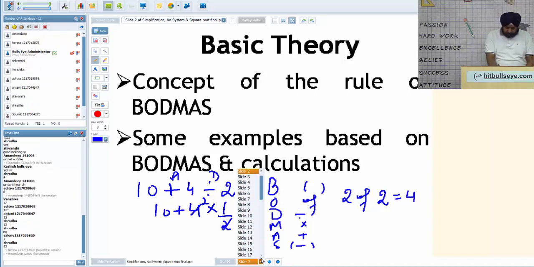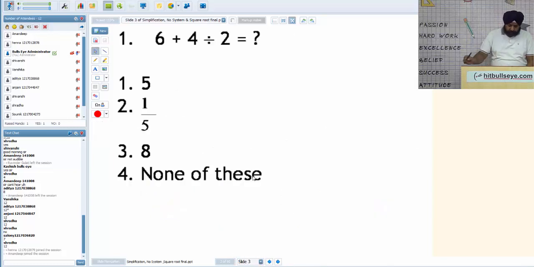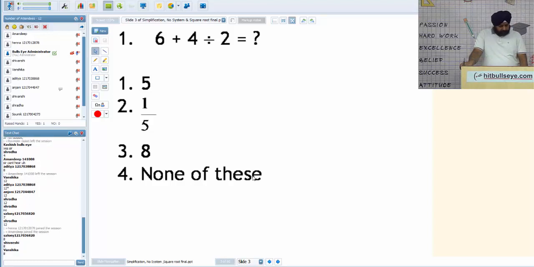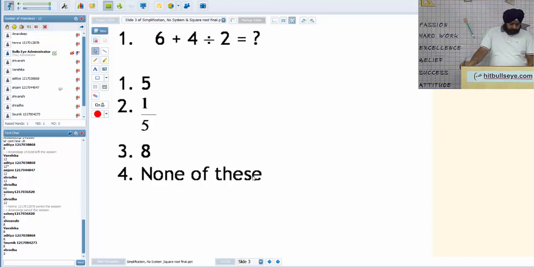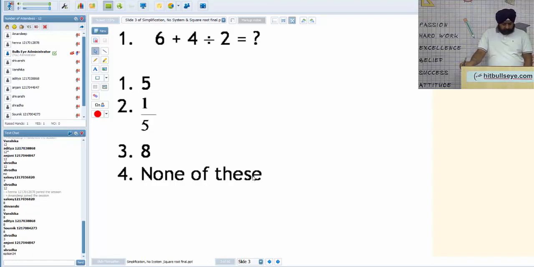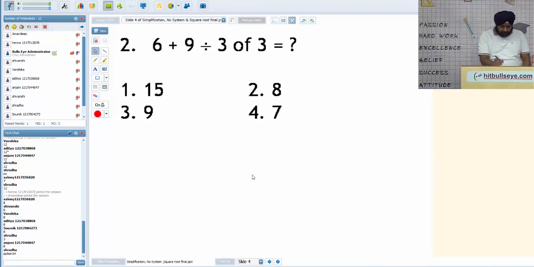We move on to the first question. Very simple question. What is 6 plus 4 divided by 2? Quick. Is it 5 or something else? Yes, all are true, absolutely. Shraddha, it's not 3, it's 8. 6 plus 4, yeah, option three, exactly. So it's 8. I hope I need not explain it.